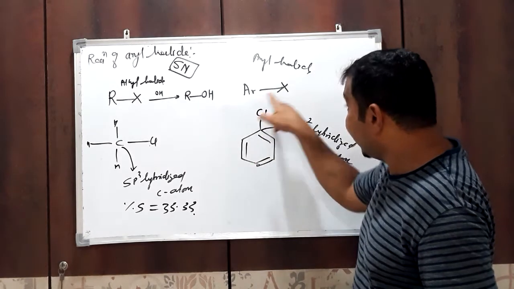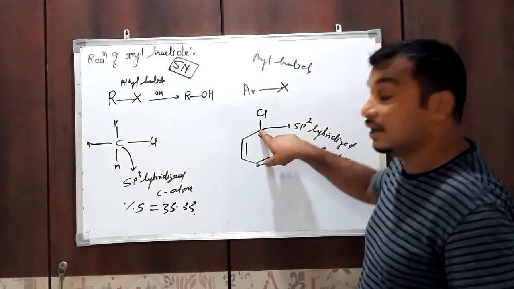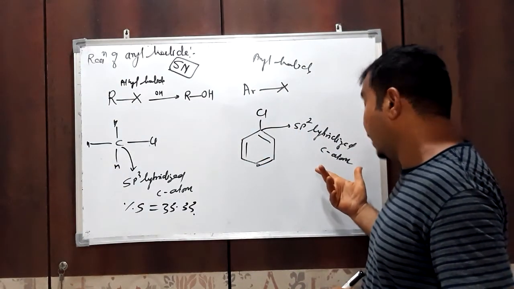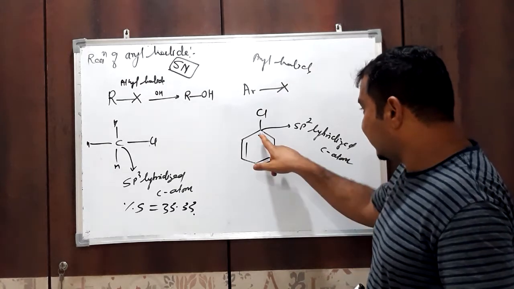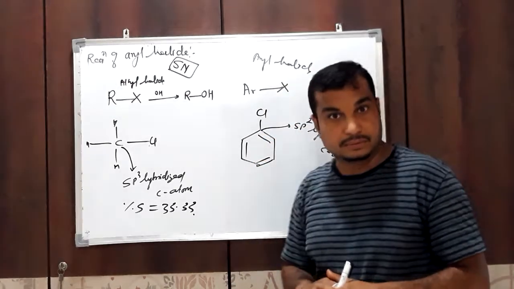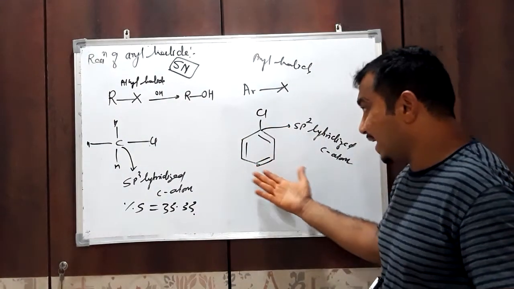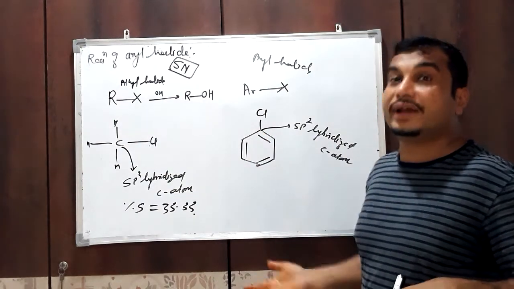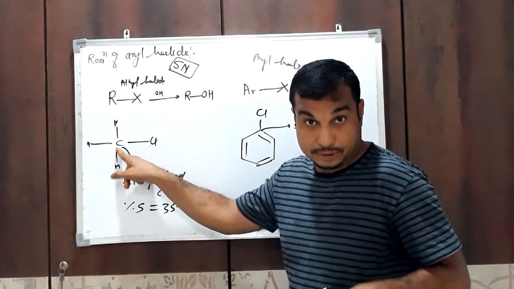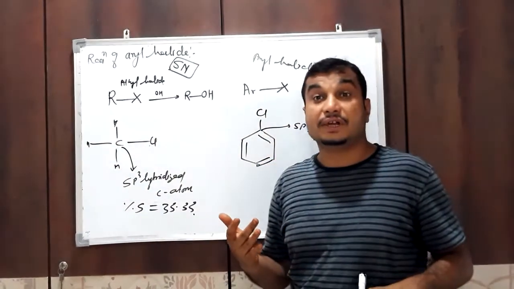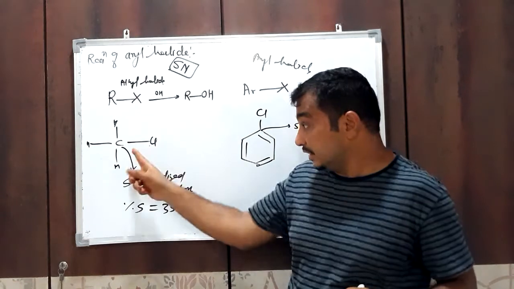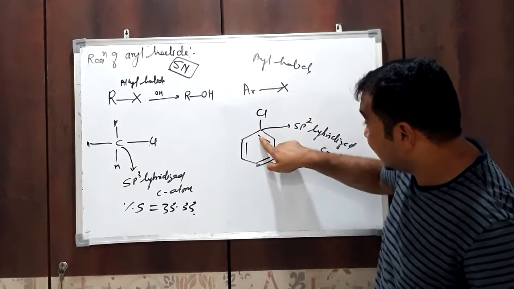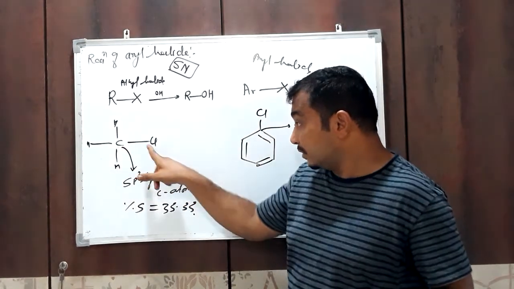But in case of aryl halide, the halogen atom is attached to an aromatic carbon, and that carbon is in the sp2 hybridized state. So the s character is more as compared to this. This carbon atom of the aromatic ring has more s character than this carbon atom. Due to this more s character, the electronegativity of such carbon is greater, and therefore the interaction between chlorine and this carbon atom is much stronger than between this carbon atom and this chlorine.